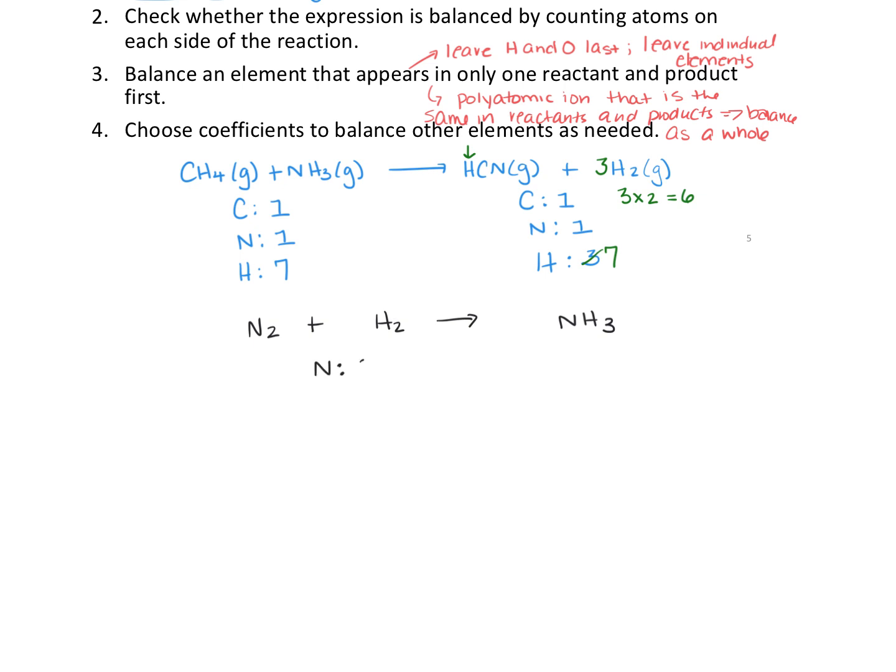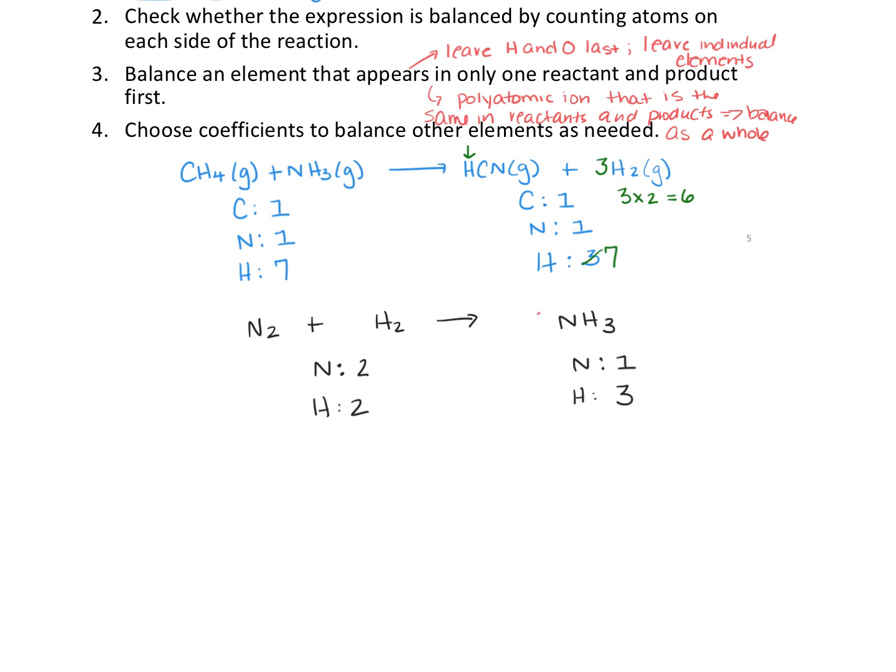We've got nitrogens. We've got 2 on this side. Nitrogen, we only have 1 on this side. Hydrogen, we've got 2 on this side. Hydrogen, we have 3 on this side. So when I look at this, the first thing I'm going to mess with is nitrogen. I'm going to leave hydrogen and oxygen to last. So I'm going to start here with my nitrogen. I've got 2 here and 1 here. I have less on this side, so that indicates that's where I need to put the coefficient.